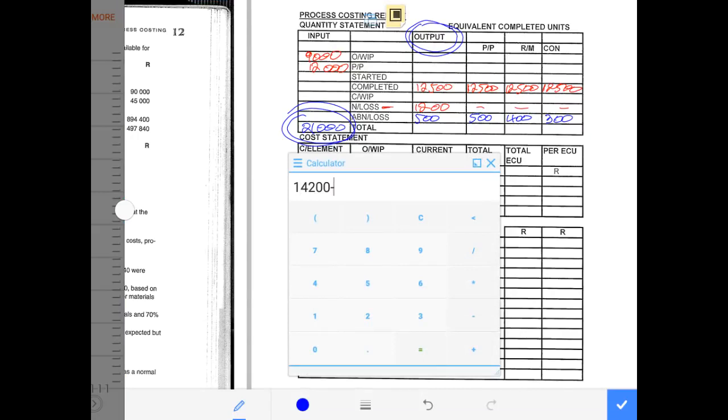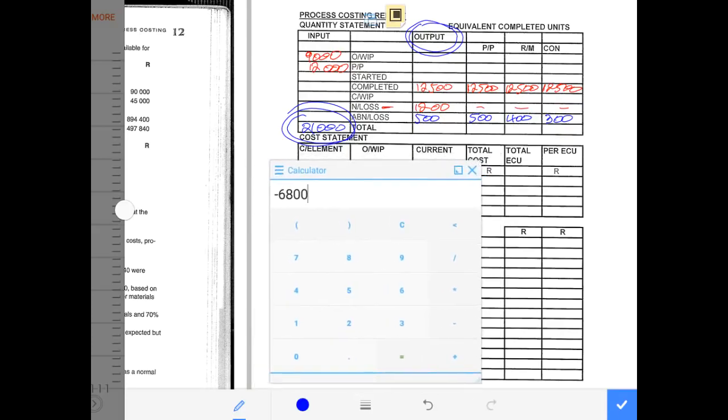That means we say less 21,000. This will give us 6,800 as the closing units. So now that is how you calculate the closing units when they are not given.